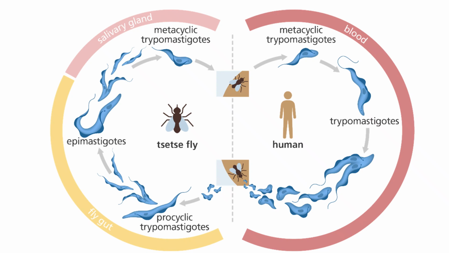So this is a very short, simple life cycle. This is the tsetse fly. In the fly, it is at the trypomastigote phase, and then it will become the epimastigote phase, and also can transform back to the trypomastigote phase. And this phase can be transmitted to humans through the blood by the bite, and in the human, this trypomastigote phase will continue, and this is the form that we can see under the microscope.